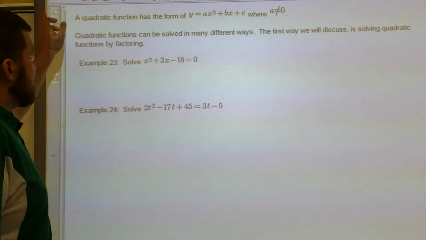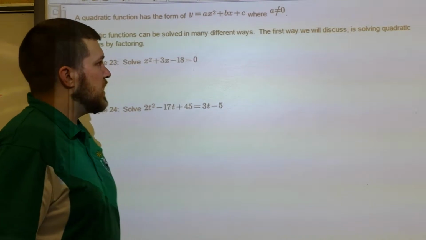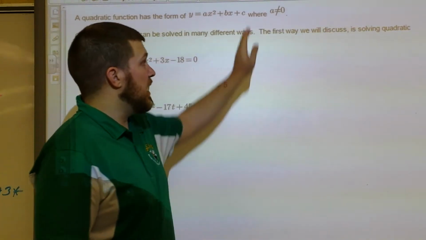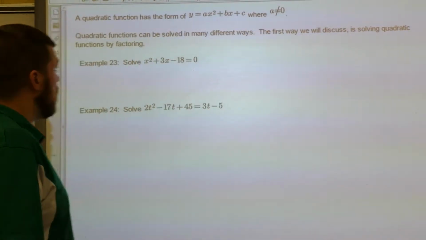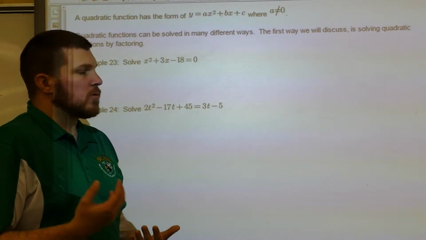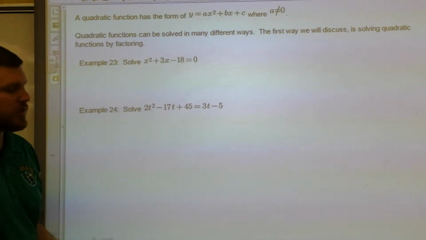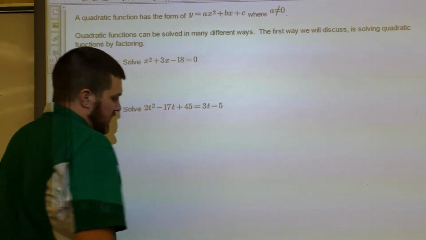Alright, first off, anytime you have a quadratic function, it's going to look like y equals ax squared plus bx plus c. And the only rule we have is that a cannot be 0. Quadratic functions can be solved in many different ways, like I just said. So we're going to first talk about solving by factoring, which we've already done some in the previous videos, but let's talk about it just one last time.